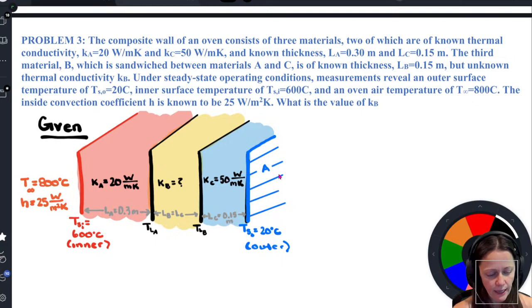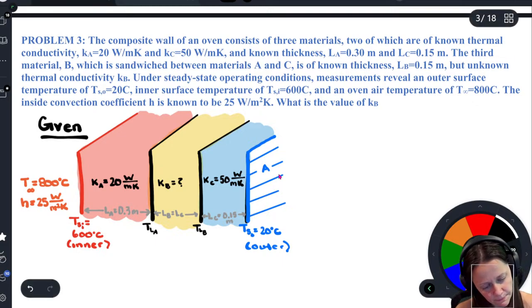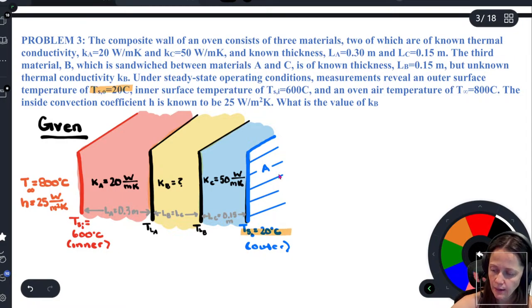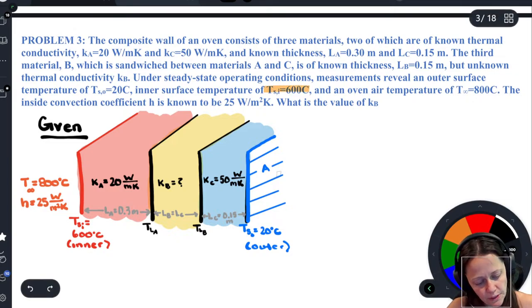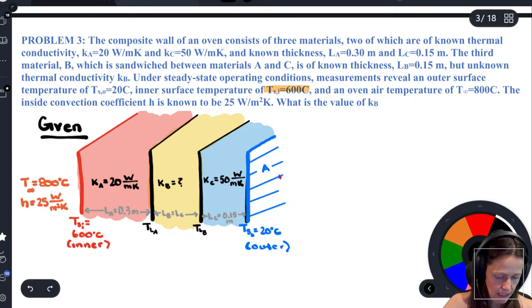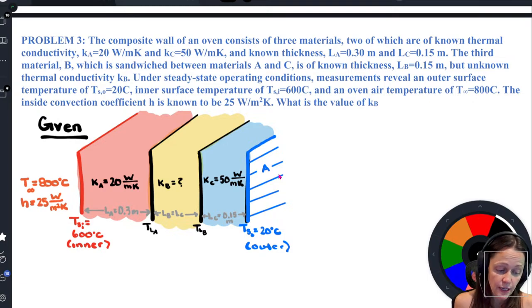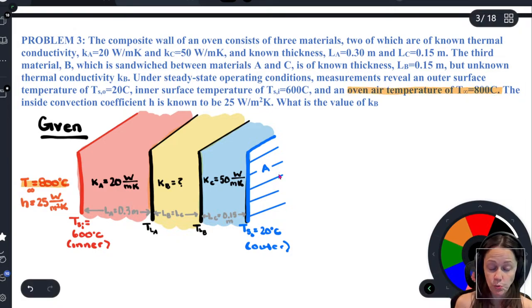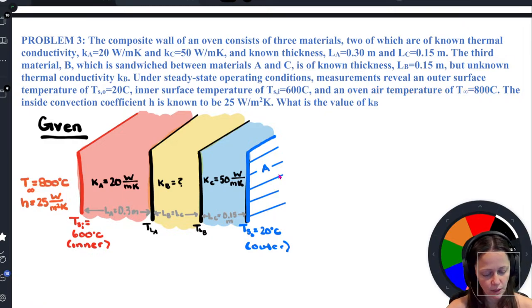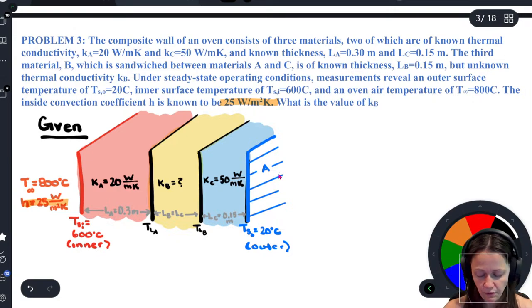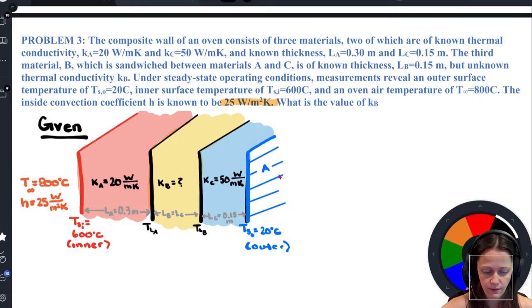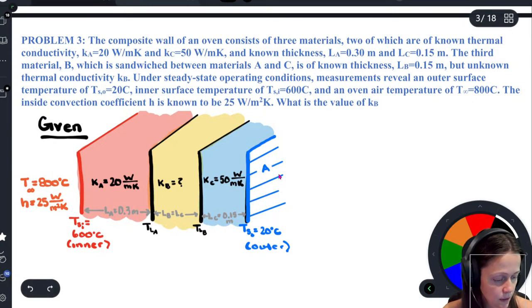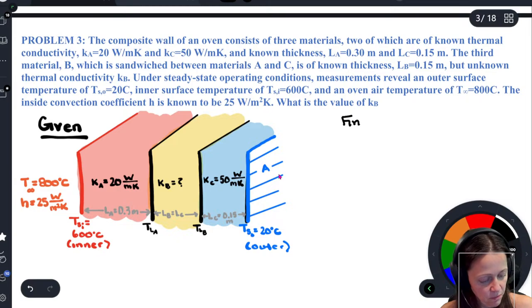And then the other thing they tell us is that under steady state operating conditions, measurements reveal an outer surface temperature of 20 degrees. So that's this one right here on the right-hand side, and an inner surface temperature of 600 degrees. So that's on the left-hand side. And then, of course, the inner surface is exposed to this oven temperature, which is at 800 degrees. So we've got convection as well that we need to worry about. And then we're given a heat transfer coefficient of 25 watts per meter squared Kelvin. And we want to know what's that KB. So find KB.